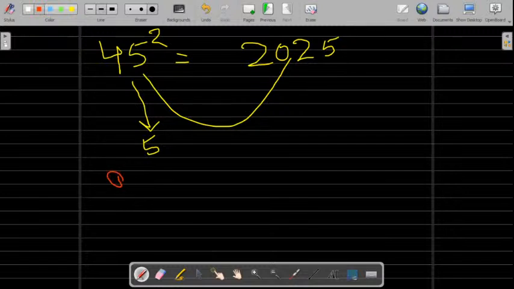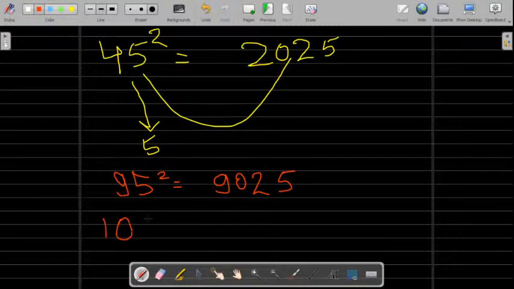Then I will take one more number, 95 square. Okay, just calculate fast. You can calculate it in your mind only. So it's 25. Then 9 tens are 90. So 9025. 9025 is the square of the given number.